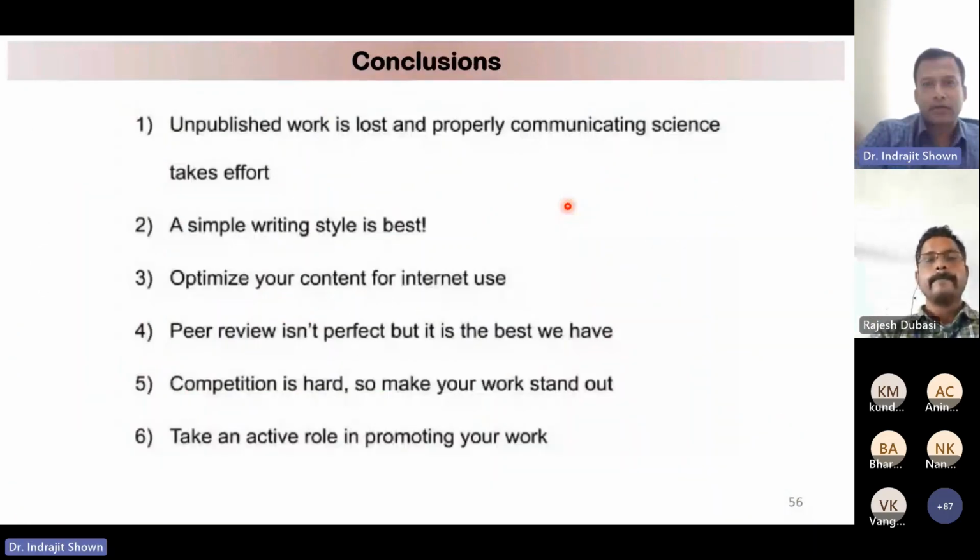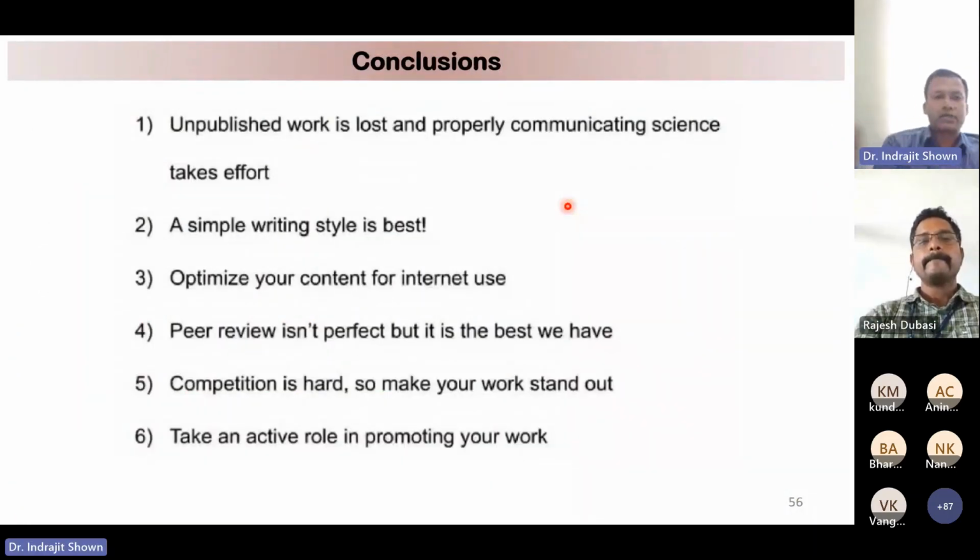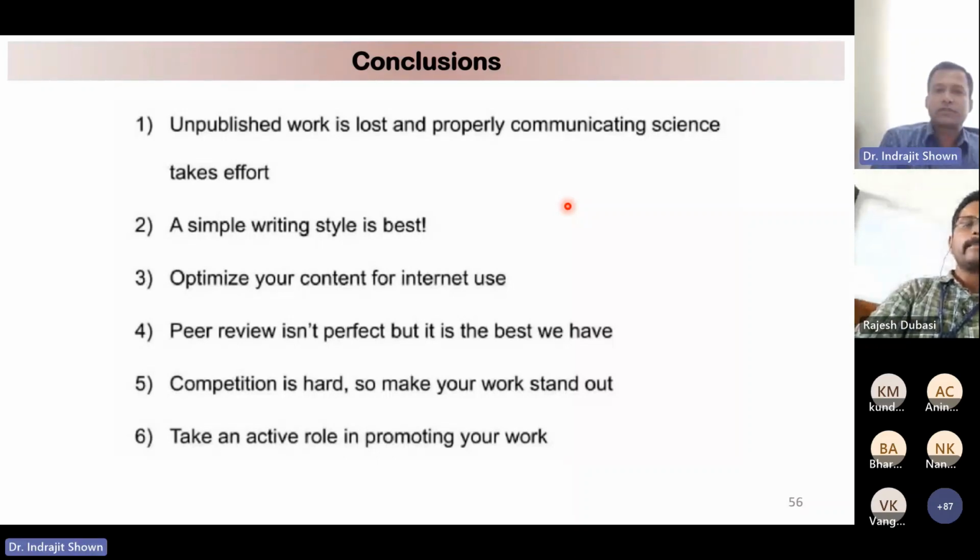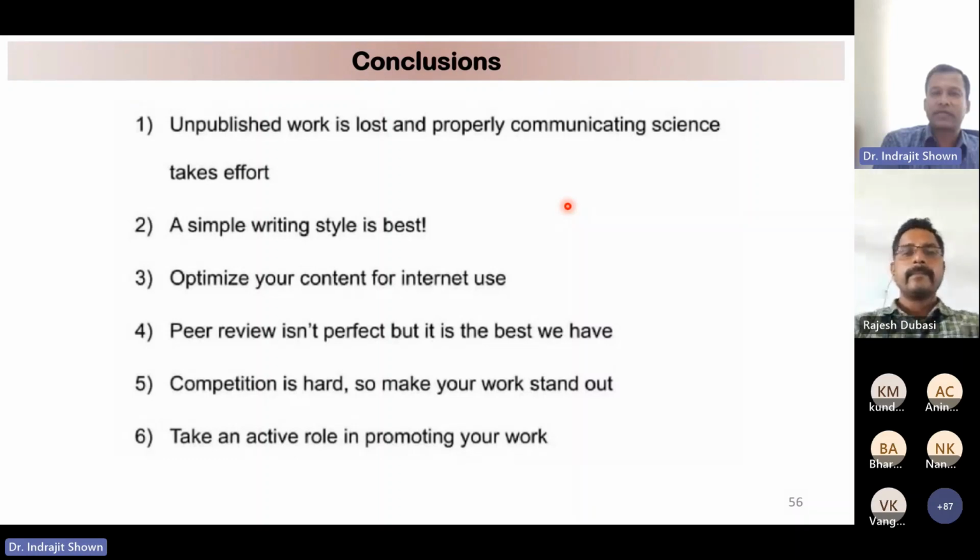And in conclusion, I want to emphasize that unpublished work is lost, and properly communicating science takes effort. A simple writing style is the best option. Optimize your content for internet use. Peer review is not perfect, but it is the best we have.